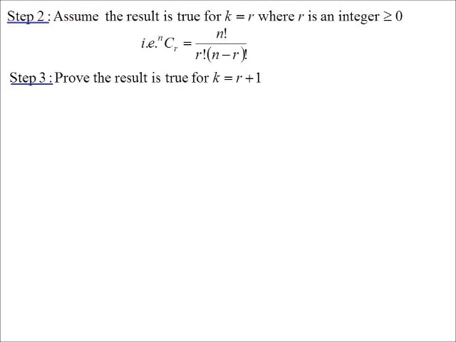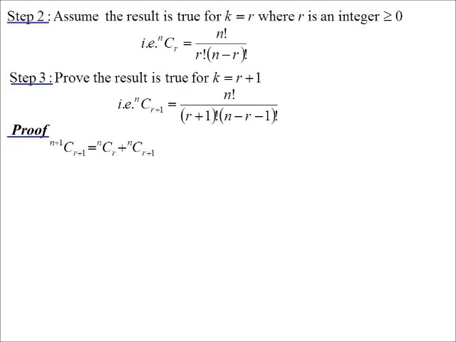Okay, so I'm now going to assume it's true where k equals r. So I'm going to assume that nCr is in fact n factorial on r factorial, n minus r factorial. We're going to prove it true for r plus 1. So what I'm attempting to prove is nC(r+1) is n factorial on (r plus 1) factorial, (n minus r minus 1) all factorial. Okay, how am I going to prove that?